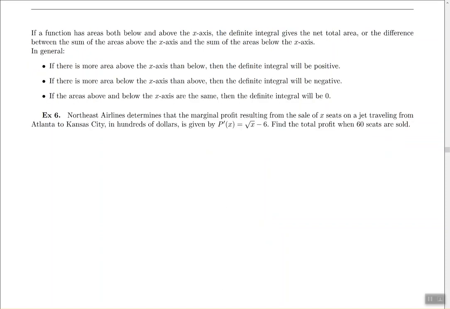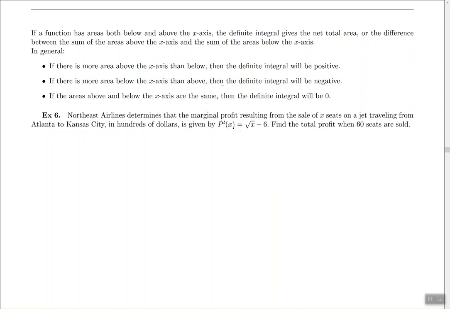Now, in example number 6, we have an equation. And in this problem, the equation is called p prime of x, which is the derivative of p. That's what we call in mathematics the marginal profit. The derivative of profit is called the marginal profit. We've only used that word once before, but that's what it means.